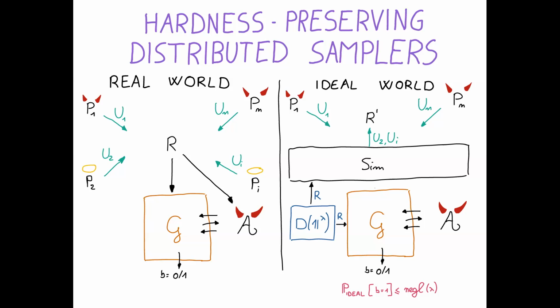Now, in hardness-preserving distributed samplers, we don't ask for these two worlds to be indistinguishable, because actually they will be distinguishable, most likely, because there is a non-negligible probability in the ideal world that the challenge of the game is different from the output of the sampler. So what we ask instead is that if in the ideal world the adversary wins only with negligible probability, then the same happens in the real world.